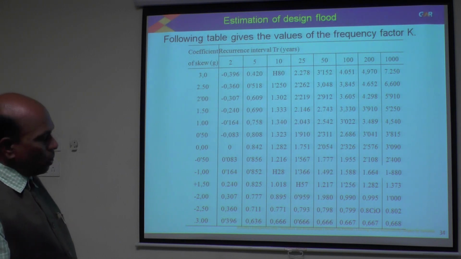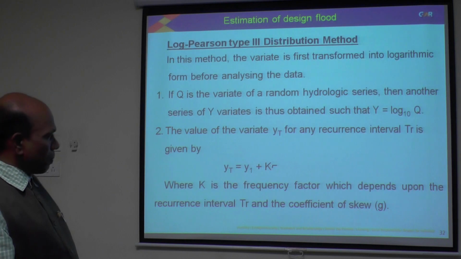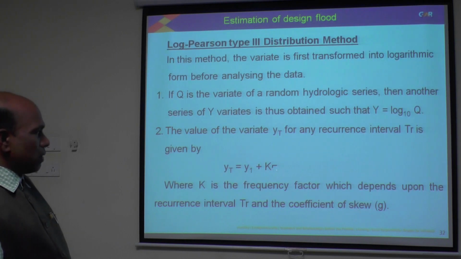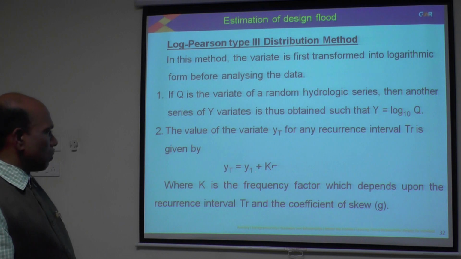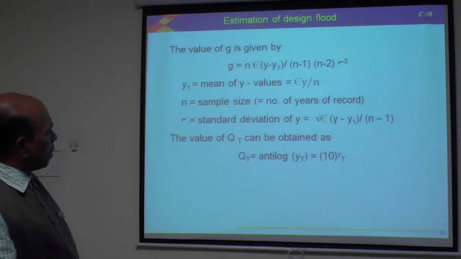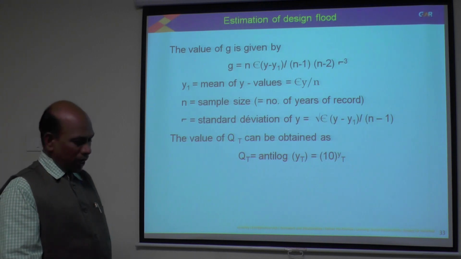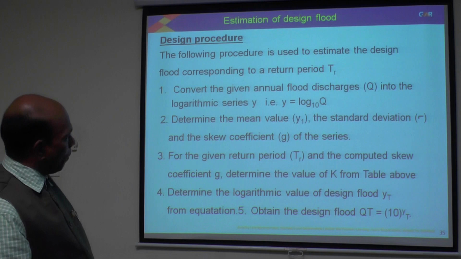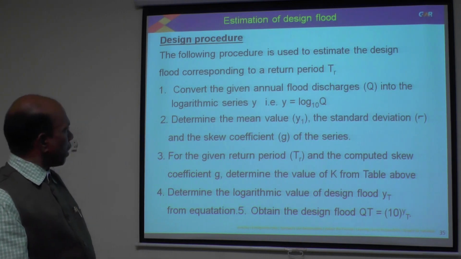Once you calculate the K value, that is substituted here. You know the standard deviation by using the formula, and also the mean. Finally you are going to determine the YT. Once you know the YT value, finally determine the peak discharge on a particular catchment area. This is one problem. So these are the steps we have discussed earlier.